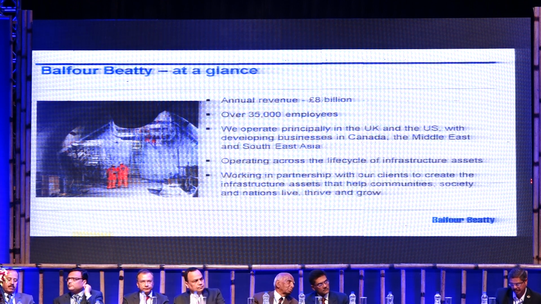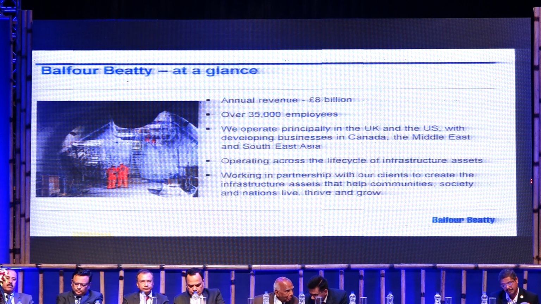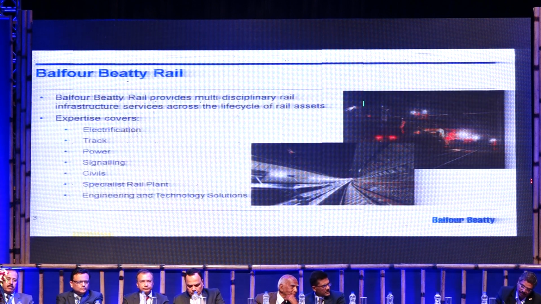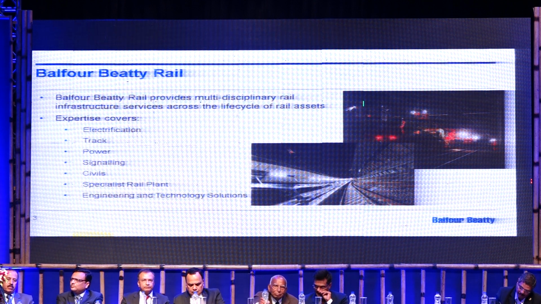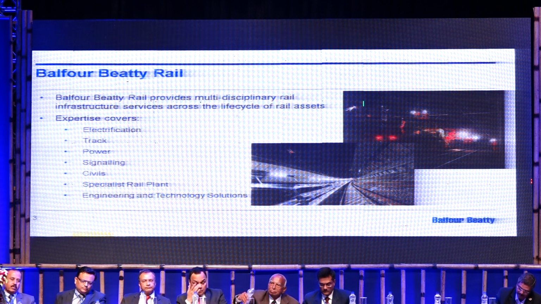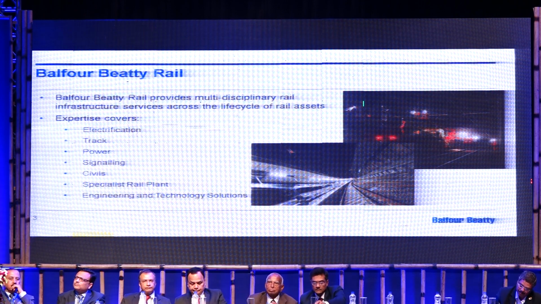We operate across the life cycle of infrastructure assets. We cover the entire spectrum from rail to road, bridges to highways, you name it, we will be there everywhere in the infrastructure industry. So the prime focus for today is Alpha BT Rail. Alpha BT Rail is one of the business units within the bigger Alpha BT group. It has the electrification division, track, power, signaling, civils, and specialist rail plant, as well as the more important technology solutions which we are here talking about.